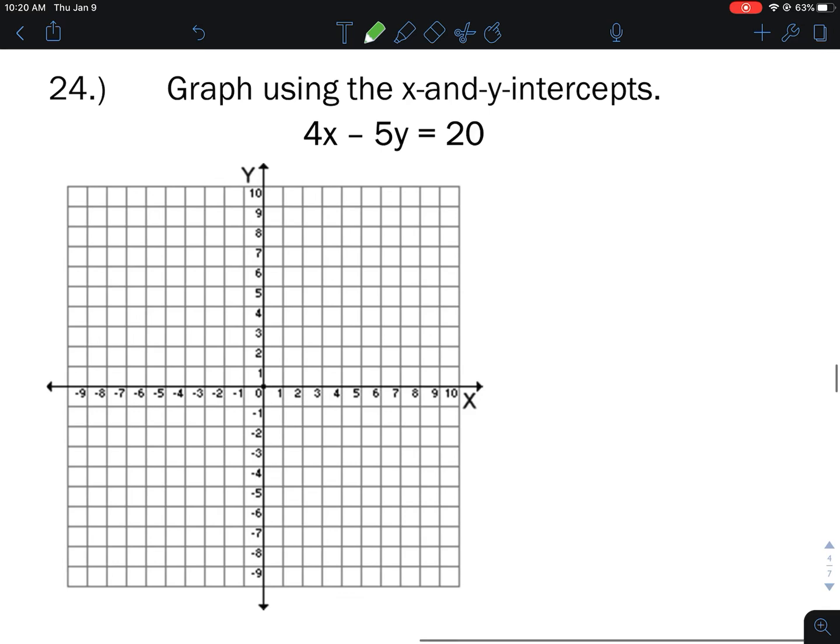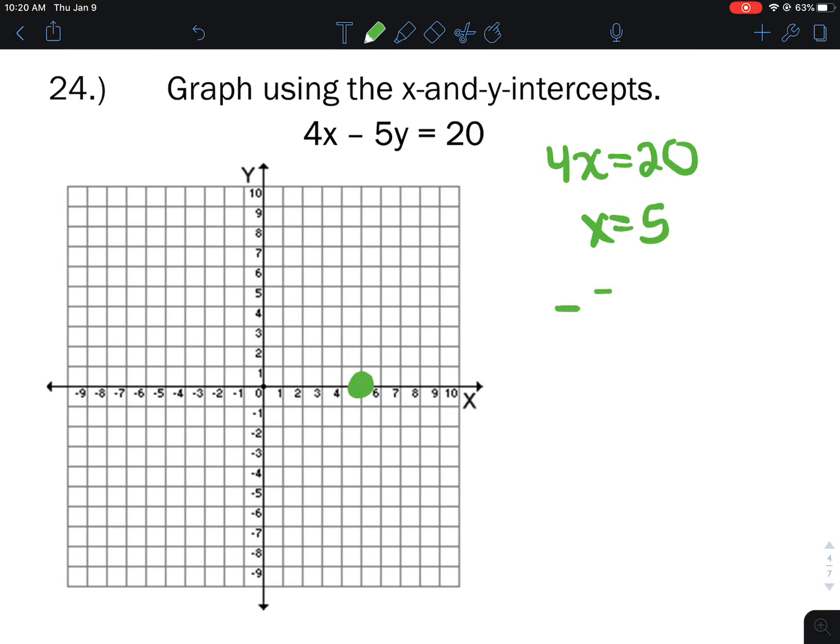All right, graphing using x and y-intercepts again. So here's your x-intercept, it's 5. And then the y-intercept is negative 4. And there you go. Once you have 2 points, you can connect them and make a nice little line.